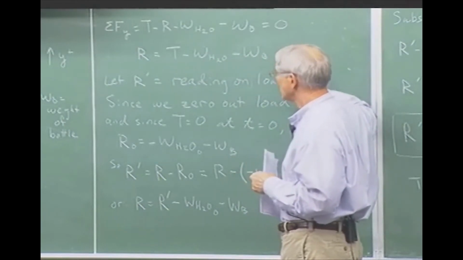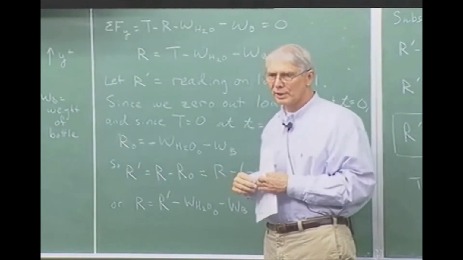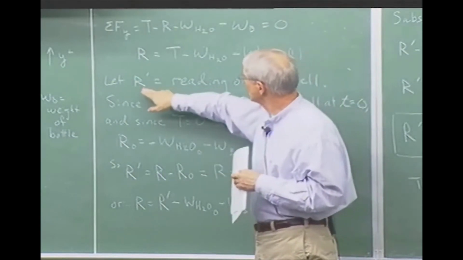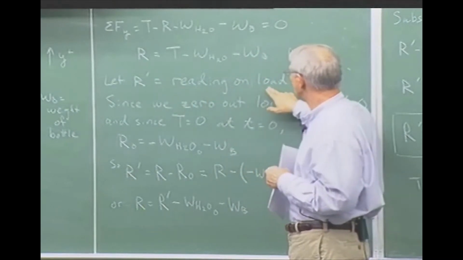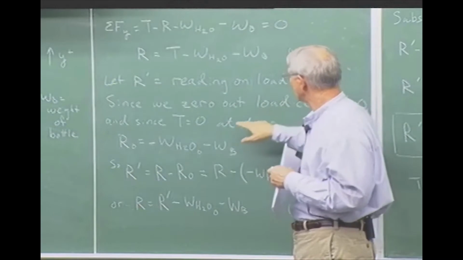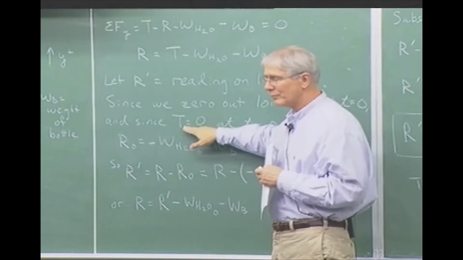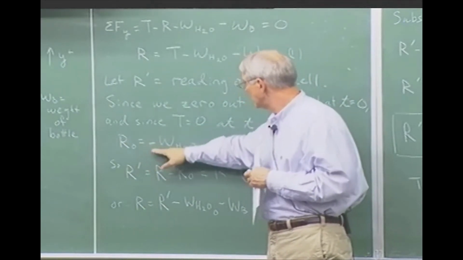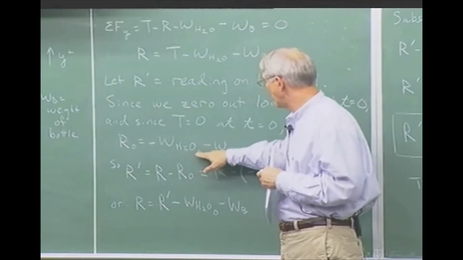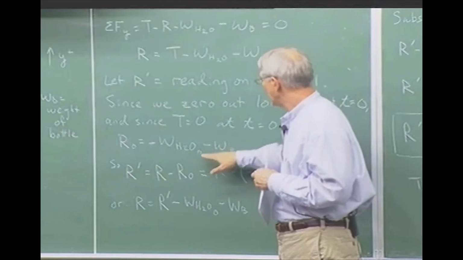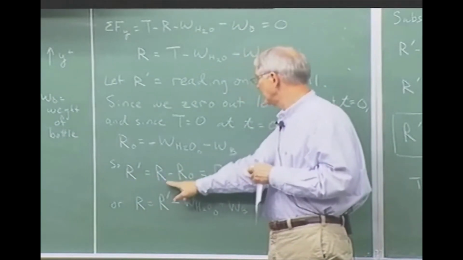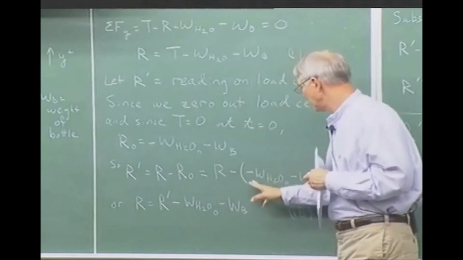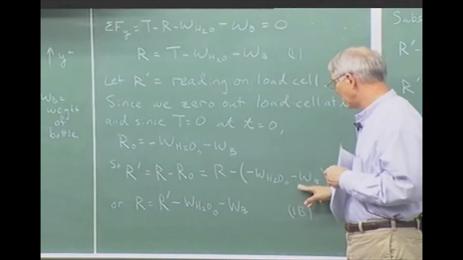Call that equation 1. Now when we start this experiment, when we're measuring the thrust with the load cell, we zero out the load cell so there's no reading on it. So R prime is what we're going to call the reading on the load cell. Since we zero it out at time equals 0, and at time equals 0 there's no thrust because we haven't started the experiment yet, we can say that the reaction force at time 0 is equal to minus the weight of the water at time 0 minus the weight of the bottle. And therefore, the reading on the load cell is equal to the actual reaction minus R0, which is equal to R minus the weight of the water at time 0 minus the weight of the bottle.